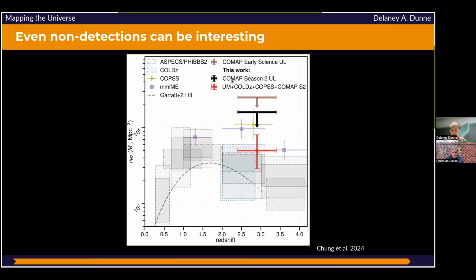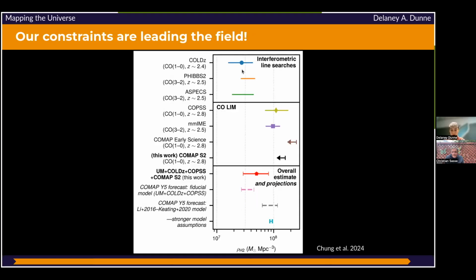These are the traditional galaxy surveys. They're the boxes here. And you can see that they have sort of lower measurements of this total amount of molecular gas in the universe. This is the lower limits again. This black line is COMAP's latest constraint on the total amount of molecular gas in the universe. And this red thing is where from our simulations we think it's going to be. So we are very close.